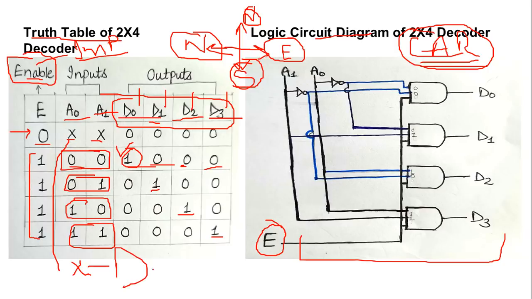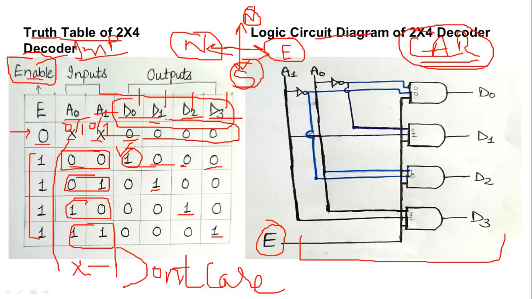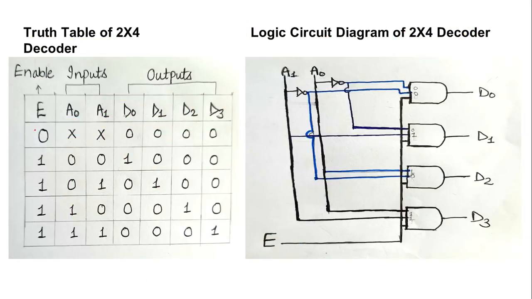Crosses are nothing but depicting the don't care conditions. Don't care means that whether it is having 0 present here or 1 present here. The same is the case for this input value A1. Whatsoever input is present here, if enable is not active, the decoder is actually not going to function. It will always provide me 0 as a resultant. So this point is very important to understand.